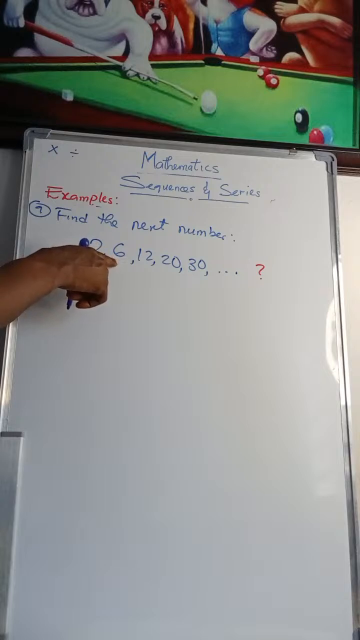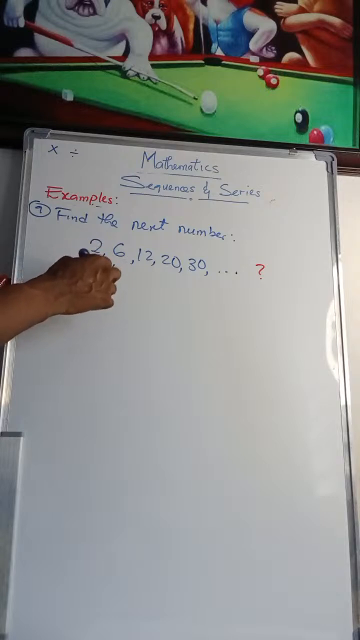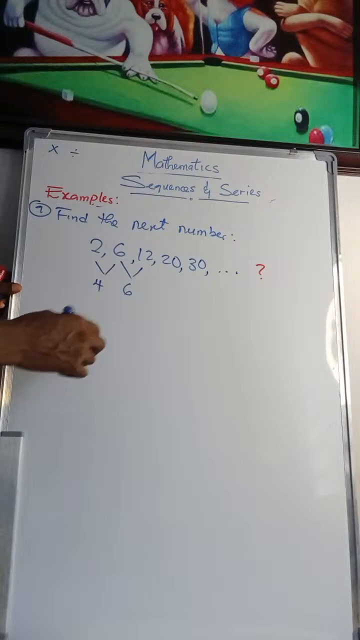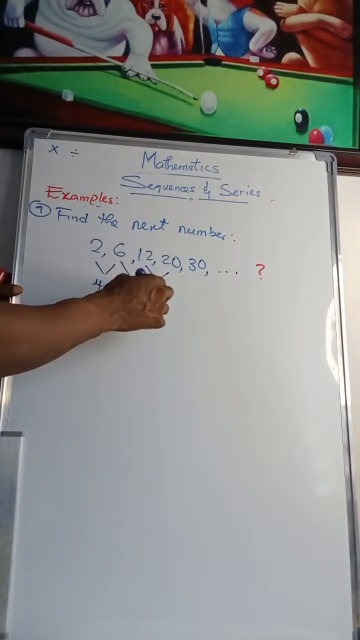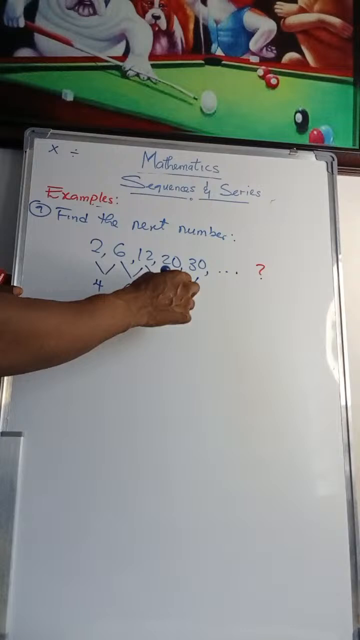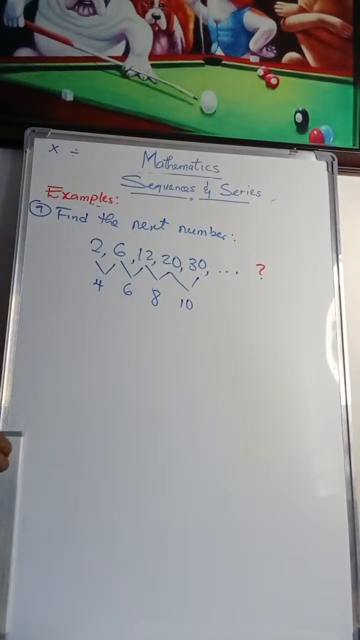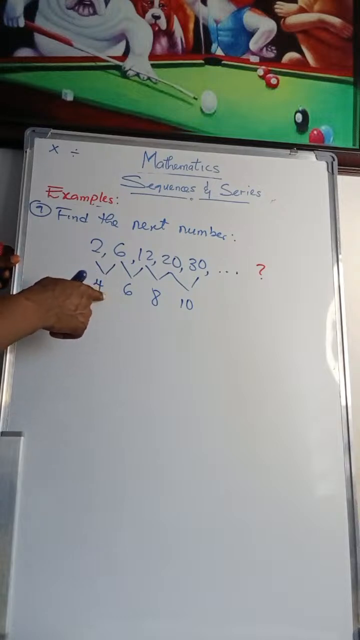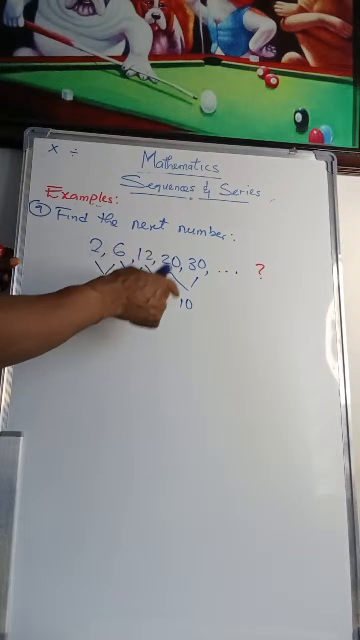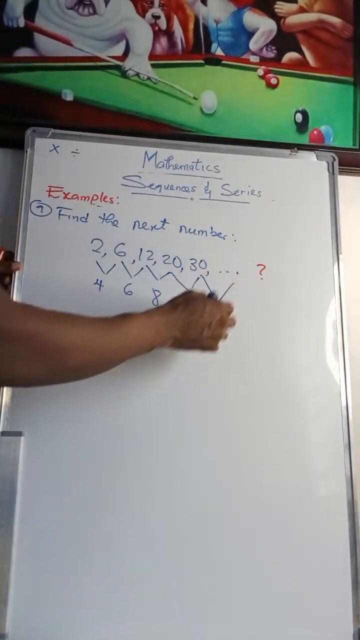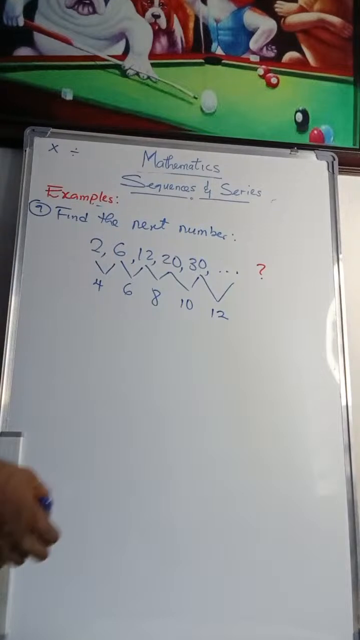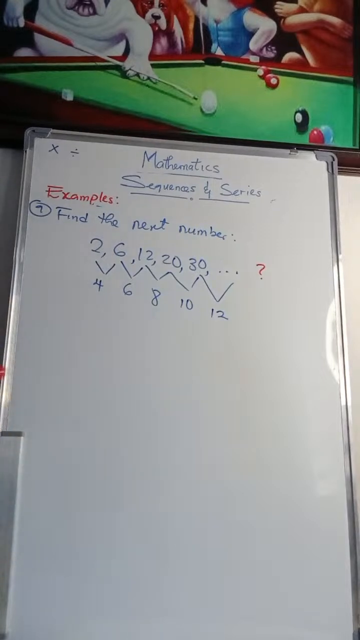Okay, that won't work. What's the difference between this and this? Is 4. Difference between this and this is 6. Difference between this and this is 8. Difference between this and this is 10. You can see the difference is a multiple of 2. So we expect the difference between this and this to be 12.